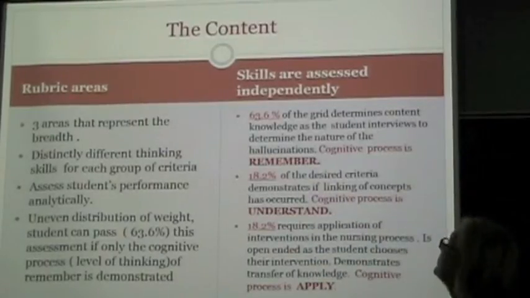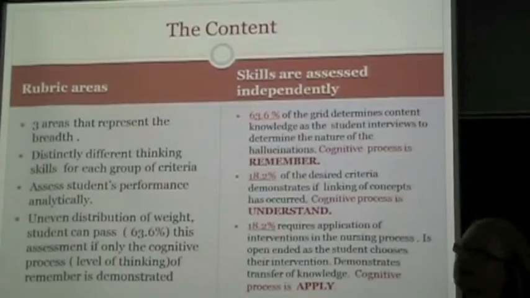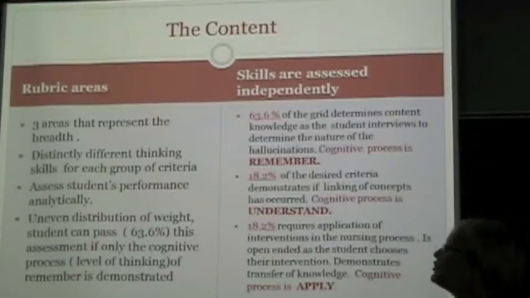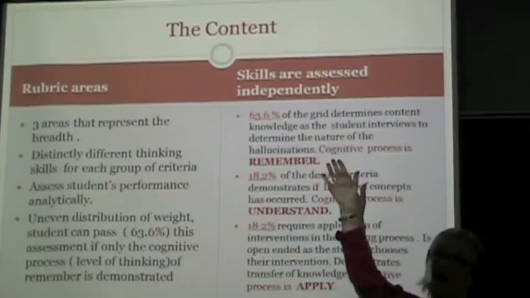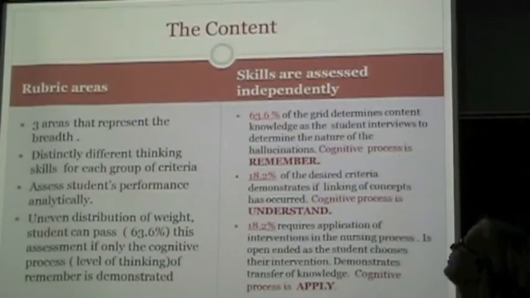18.2% of the desired criteria demonstrates if thinking of concepts has occurred, so the cognitive process is understand. And 18.2% requires application of interventions in the nursing process. It is open-ended, as the student chooses their intervention. It demonstrates a transfer of knowledge. The cognitive process is applied. But you can see that remember has the preponderance of the grid. It is 63.6%.